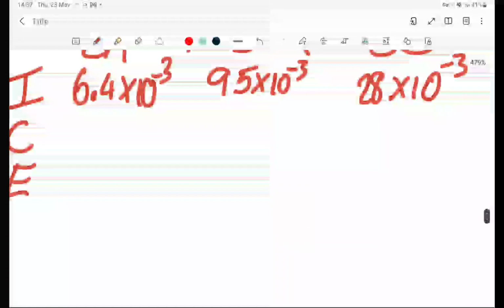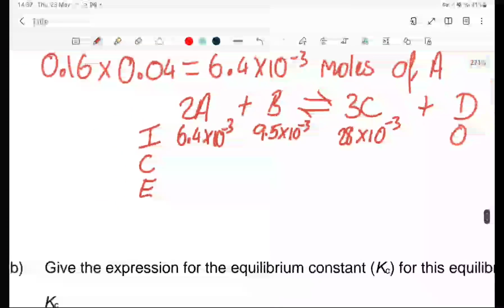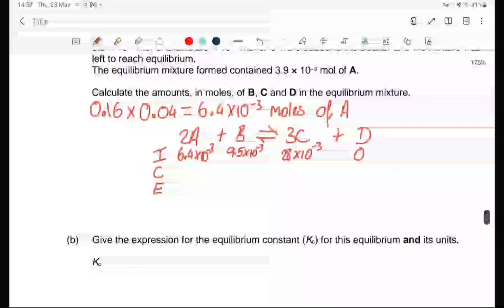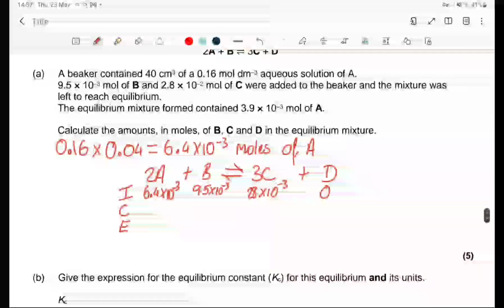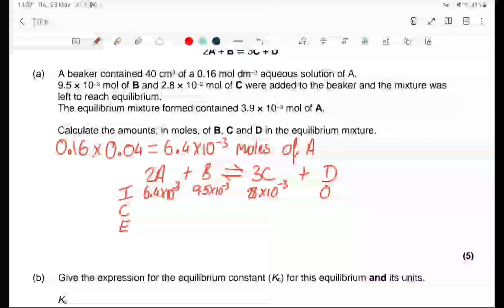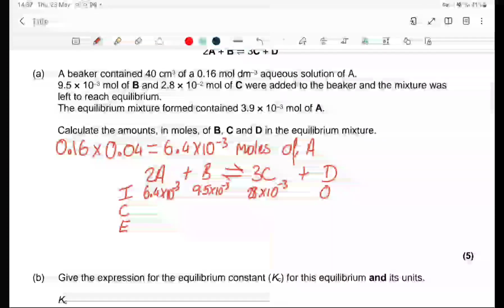The point there sort of disappeared into the 5, so let's add that back in again. So it's 28 times 10 to the minus 3, which you don't need to do at all, but mentally thinking about things can make your life a little bit easier if you do it that way. Okay, so now we need to put in what we know at equilibrium, which it tells us: the equilibrium mixture formed contained 3.9 times 10 to the minus 3 moles of A. So we know the moles of A at equilibrium.